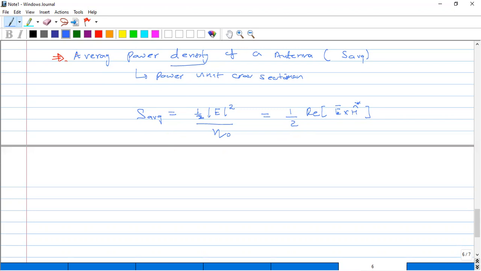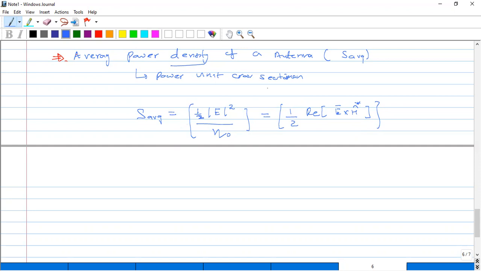So actually we are not going to use this identity to find the average power density. You can use this identity easily because you already have found the E field. What you have to get is the magnitude of the E field, square it, multiply by half, and divide by the wave impedance. You can get the average power. So it is very easy.